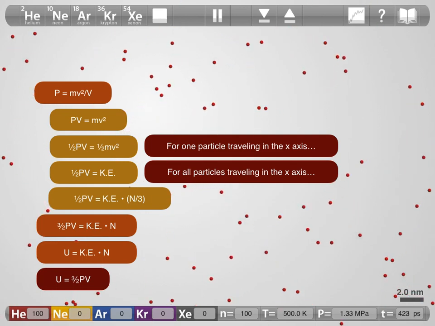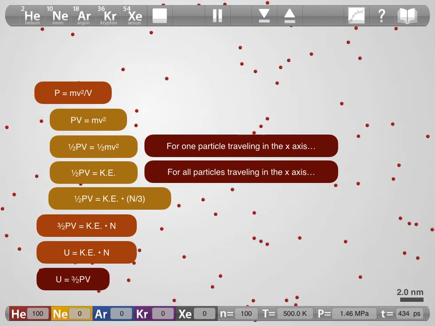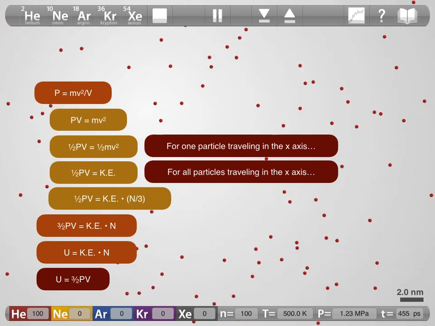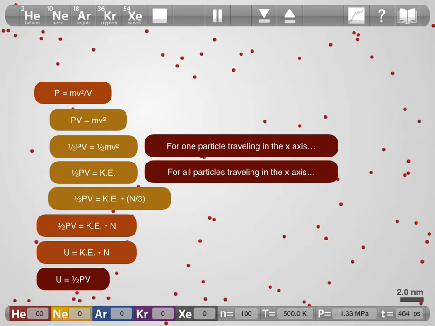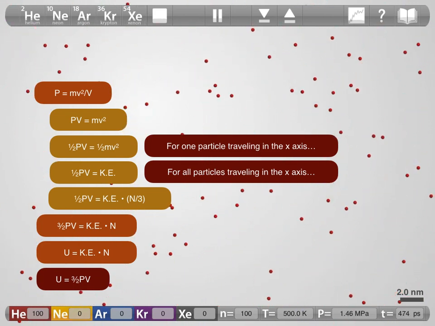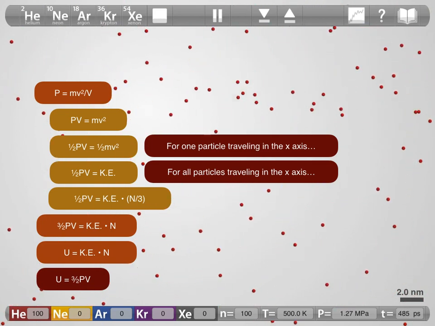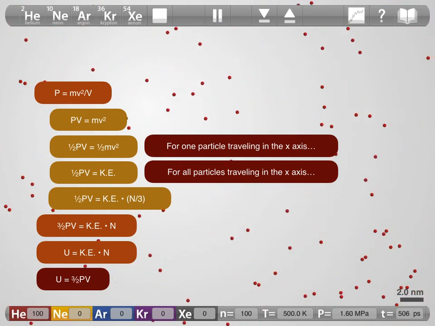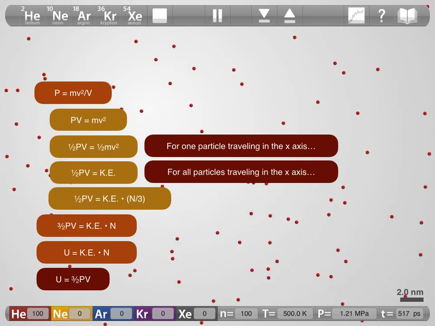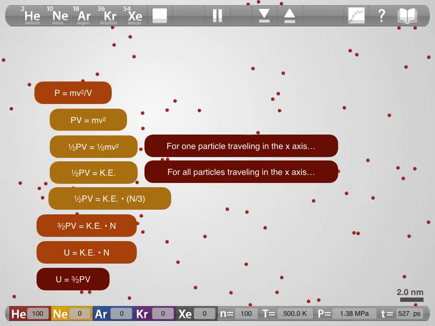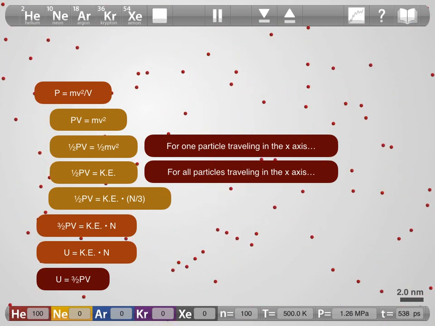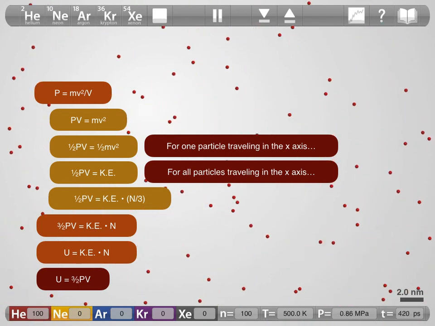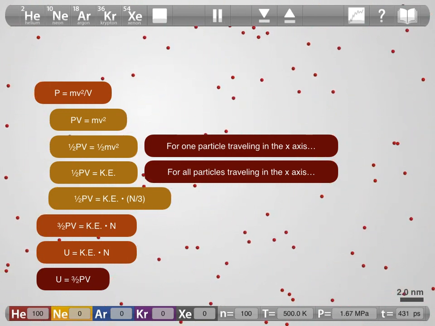Thus, PV is equal to mass times velocity squared, and 1 half PV is equal to 1 half mass times velocity squared. Since 1 half mv squared is equal to the kinetic energy of one particle, 1 half PV is equal to that particle's kinetic energy. For all the particles traveling in that axis, 1 half times the total pressure and volume is equal to the kinetic energy times 1/3 of the total particles. Thus, 3 halves PV is equal to the kinetic energy of all the particles in our system, or internal energy equals 3 halves PV.